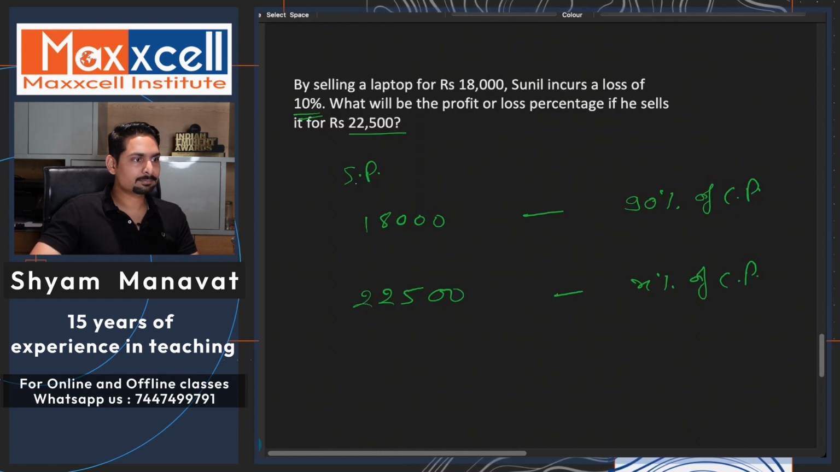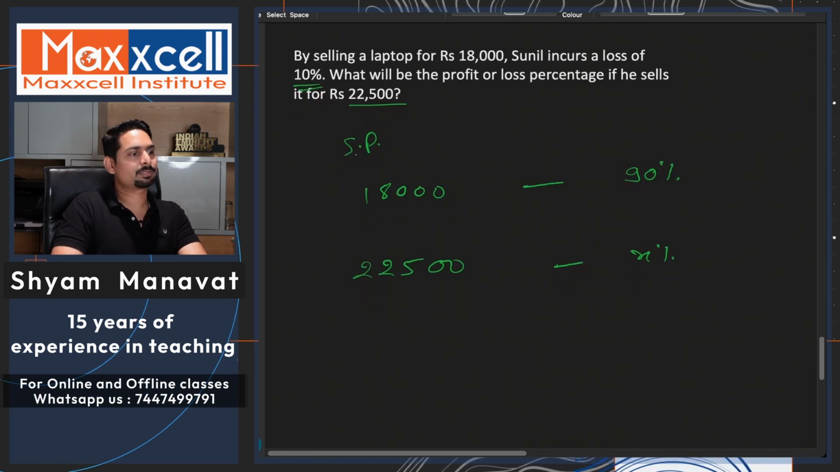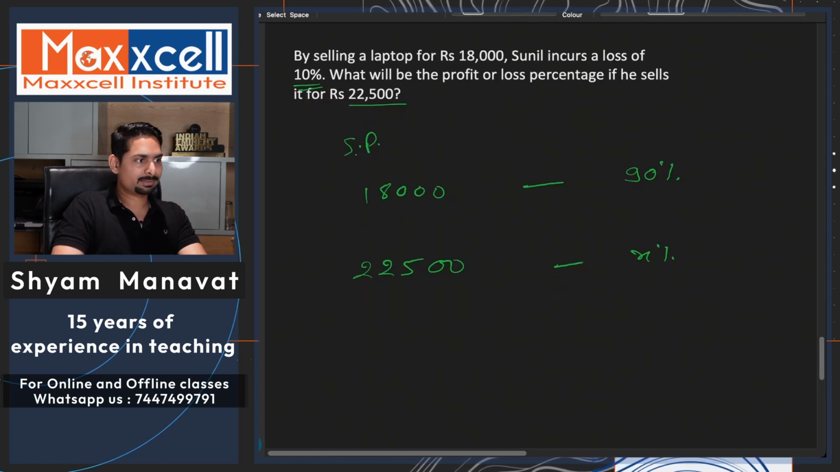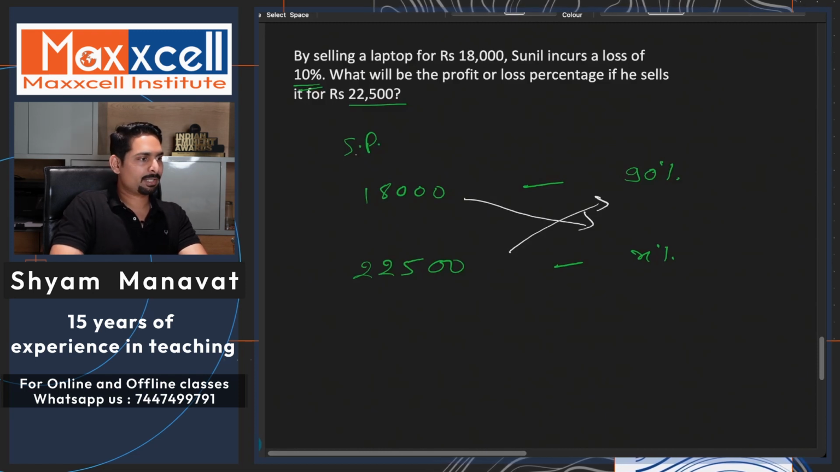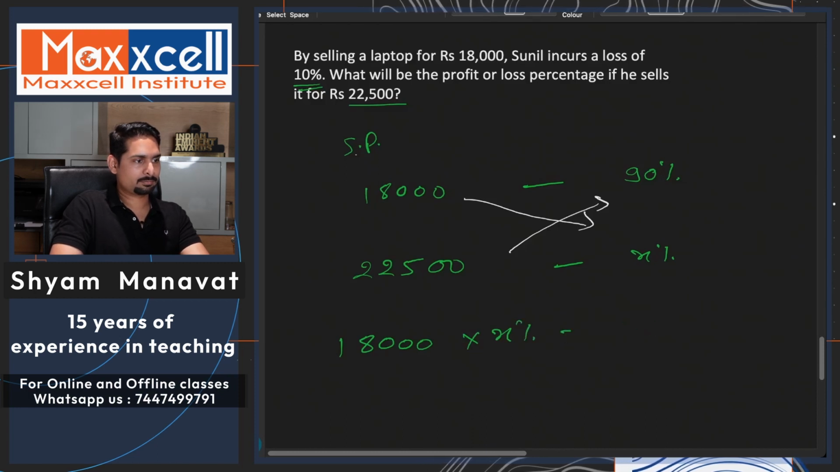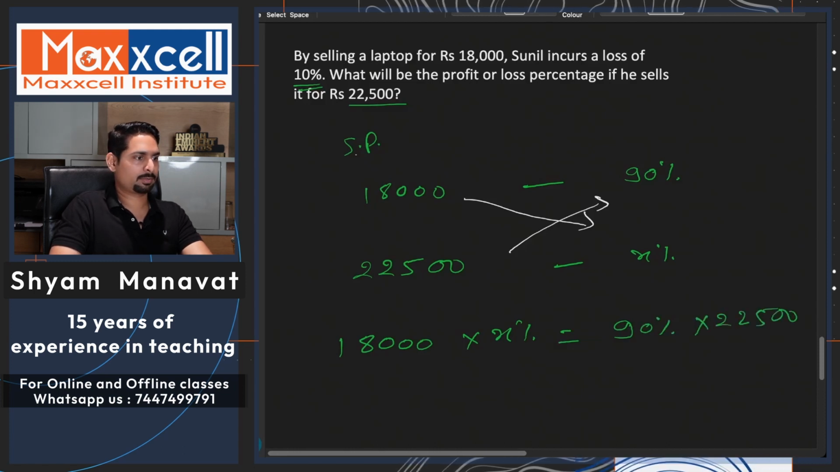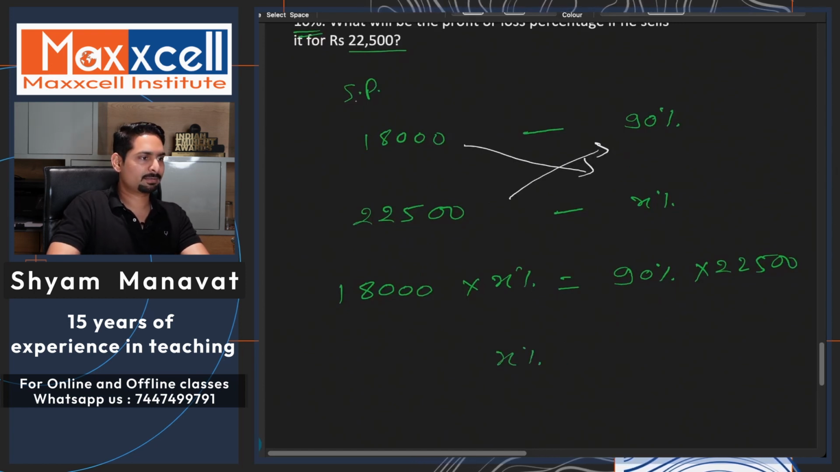Okay, and just remove this part as of now. That part will not make much difference. Now you know cross multiplication. To find x, cross multiply. So what do you have here? 18,000 multiplied by x percent equal to 90% of 22500. Okay, so x is equal to, let me cancel the percentage sign first.